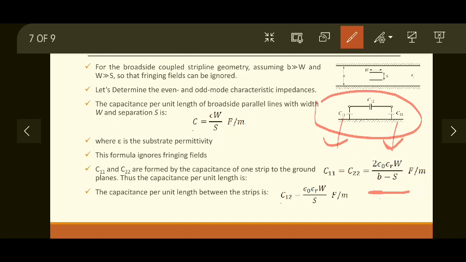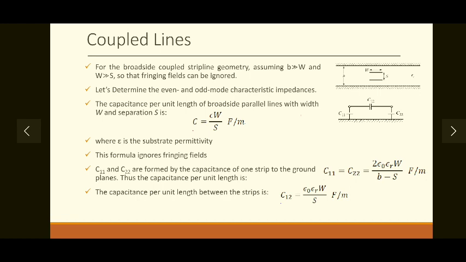And the virtual capacitance between the two conductors, that is C12, is given by taking out the value of 2 and the height of a substrate, because substrate is not part of this virtual capacitance. C12 is given by epsilon 0 epsilon r W divided by S. W and S, width and spacing between the conductors. So this is about C11, C22 and C12.